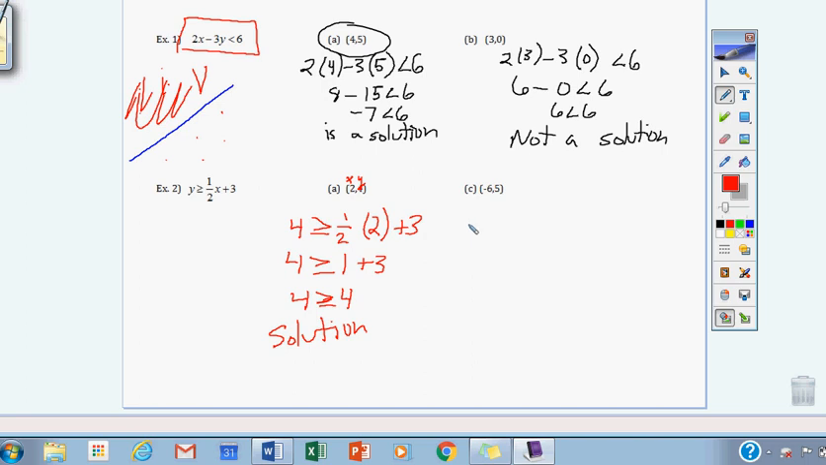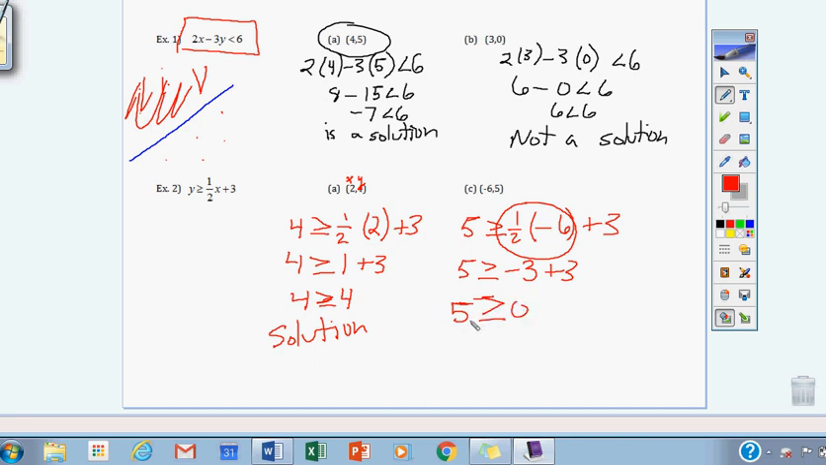Okay, then this one here, we have y value of 5 greater than or equal to 1/2 times negative 6 plus 3. So we're asking, is 5 greater than or equal to? Well, this right here comes out to be negative 3. Half of negative 6 is negative 3 plus 3. So we have 5 greater than or equal to 0. Is 5 greater than or equal to 0? I would say it is. So this one is a solution as well. Remember, the concept is not that one works and another one then doesn't necessarily.